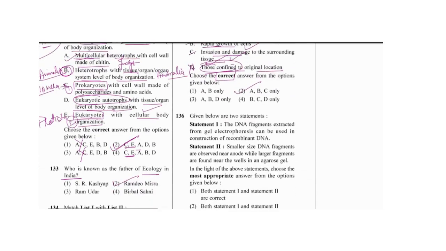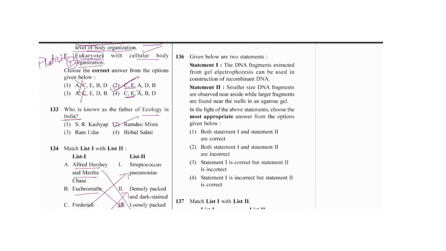So A, B, C. Then, the DNA fragment extracted from the gel electrophoresis can be used in the construction of recombinant DNA. Okay, we have seen the gel electrophoresis, the agarose gel plate, in which the DNA fragments will be there. We cannot take the complete fragment, so we have to take out the piece of the gel containing it from the gel.